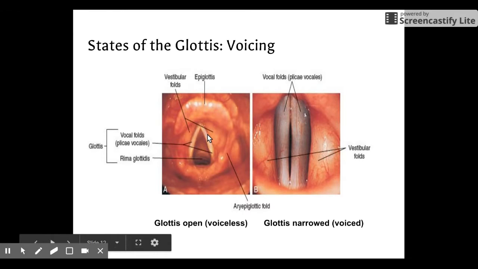If the vocal folds are drawn apart, the glottis is open, then we have a voiceless sound, because the airflow goes through the glottis without vibrating the vocal folds. The door is open, so it does not touch the folds. On the other hand, if the vocal folds are drawn together, the glottis is closed, narrowed. When the airflow comes out from the lungs and passes through the glottis, it will vibrate the vocal folds.